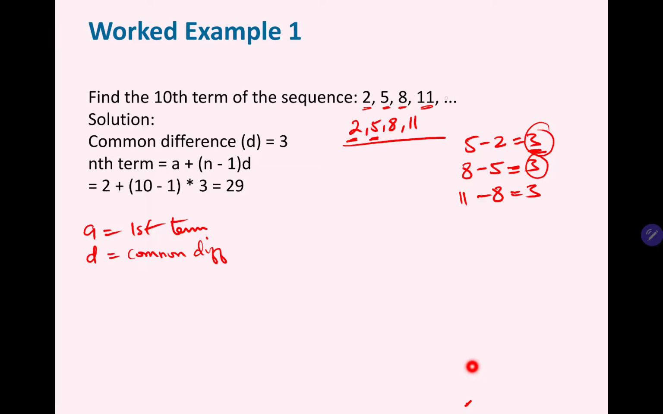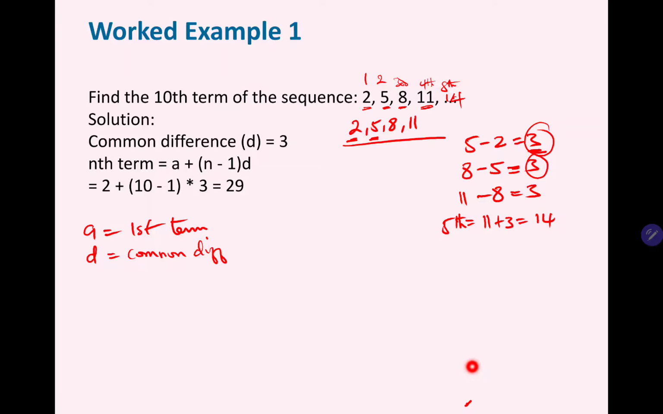We can easily derive the fifth term. If this is the first term, this is the second term, this is the third term, this is the fourth term, we can easily derive the fifth term by adding the common difference, which is 3. So the fifth term here will be equal to, what's the fourth term? 11 plus 3, which is equal to what? 14. So we can easily say the fifth term here will be 14.